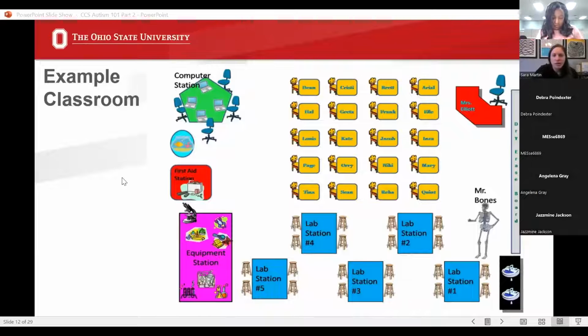Using a tool like this one, where you have your classroom set out in a map, can help teachers and the professionals in the room think of ways to make the classroom more clear for all students, especially students on the autism spectrum. So I want you to take a look at this classroom and think of things that you see that would benefit the student.